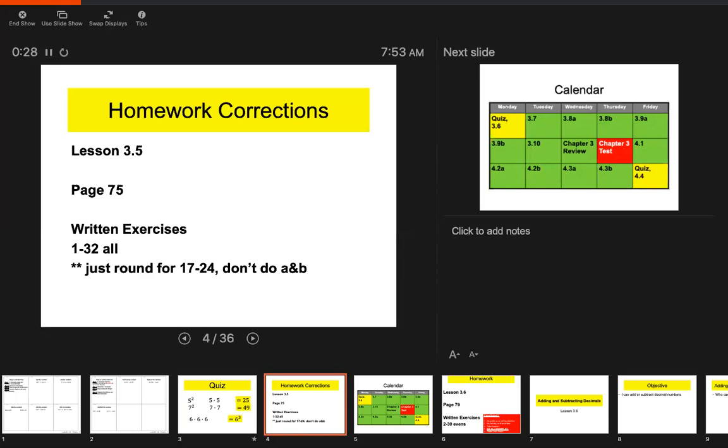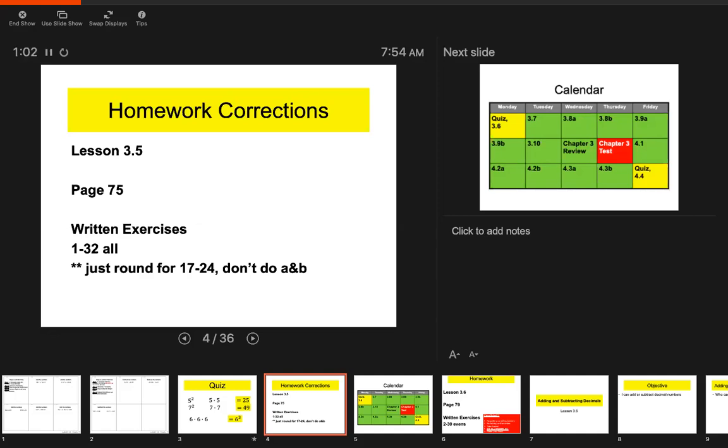What? Well, I didn't give you any. Oh, let's take a look. For a second there, I thought I didn't give you anything past 24. Let's check. Let's see. So for instance, number 25 says the following: repeat exercises 17 through 24 for this number. So I just want you to round the number. That's it. Okay.